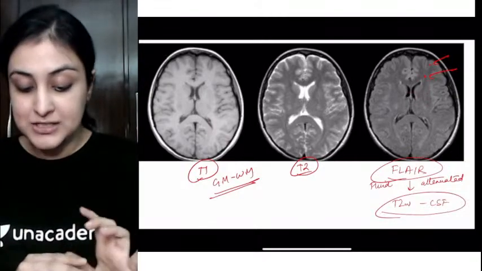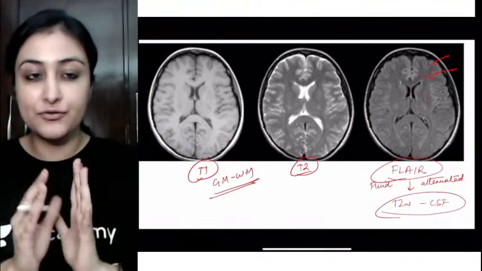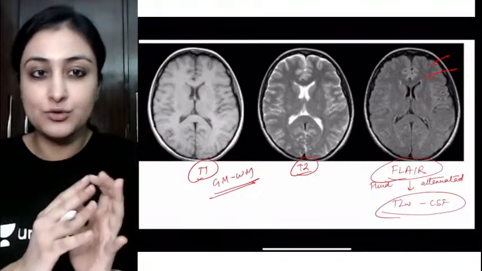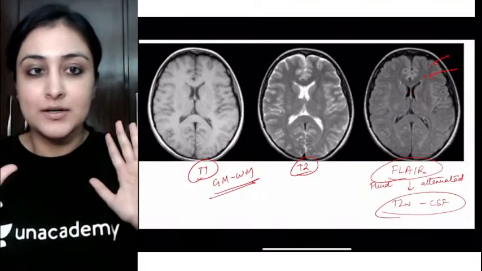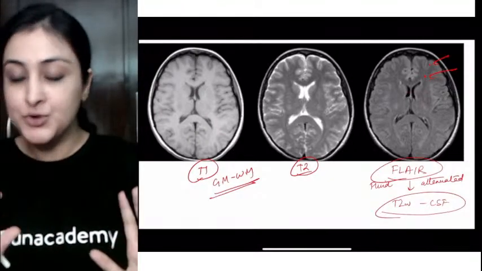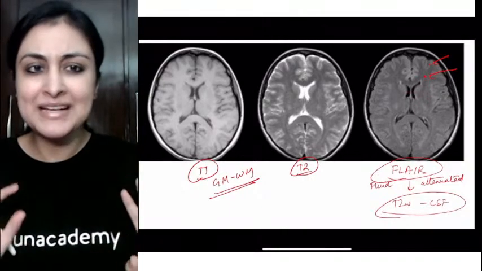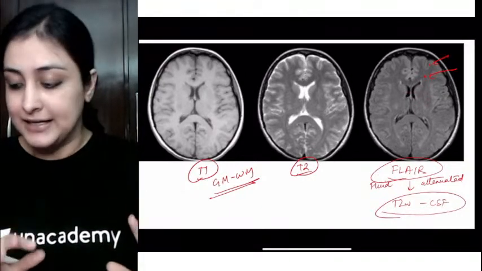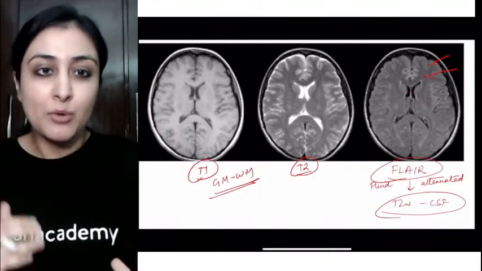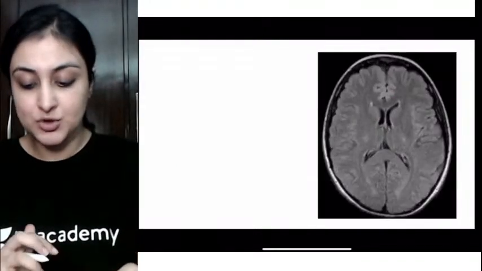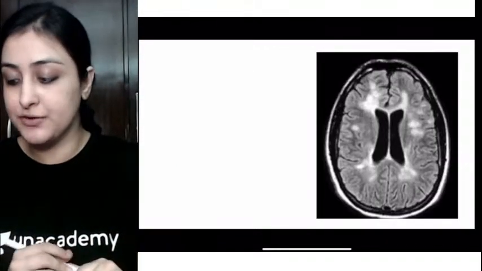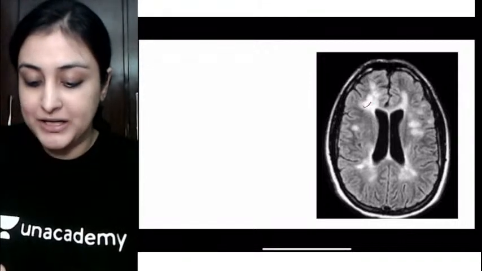Understood, everyone? So this is how we have the three sequences. So from two, which is T1 and T2, we have added our family to FLAIR. Alright, so three, everybody is good so far, feeling confident? That we will be able to identify the three sequences. Yes, so now we want more modification with T2. Okay, so before that, see this. What is the use of FLAIR?